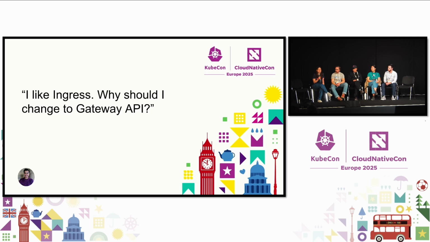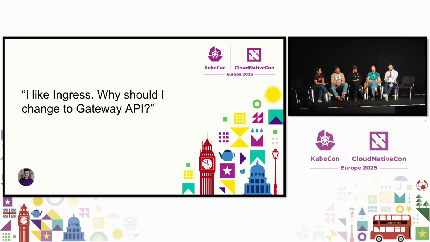So I think if you are only performing simple routing, then maybe you stick with Ingress for now. But if you're doing more complicated routing or you have a bunch of implementation-specific annotations, it's probably a good time to start looking into Gateway API. Spencer?